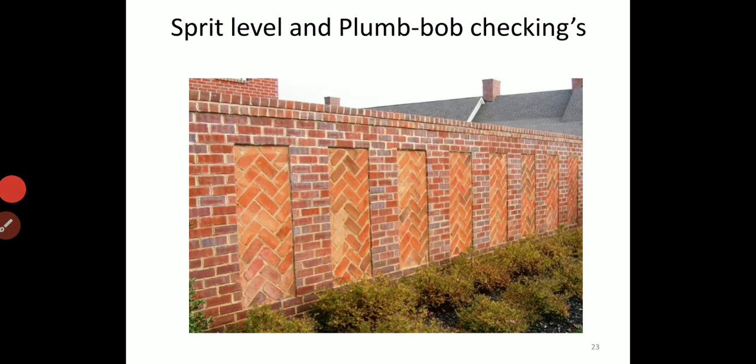Okay. The next is spirit level and plumb bob checking. After that, you have to check with the help of the spirit level and the plumb bob. Without use of the spirit level and plumb bob, the level of the brickwork will not be uniform. Hence, for each and every layer of the brickwork, the horizontal level of the placed bricks shall be checked using the spirit level, and in the same way the vertical level of the placed bricks shall be checked using the plumb bob. Okay.